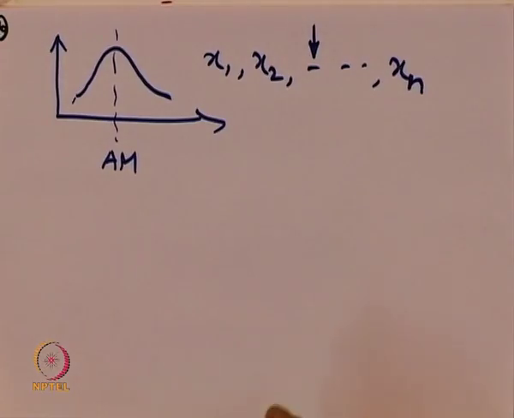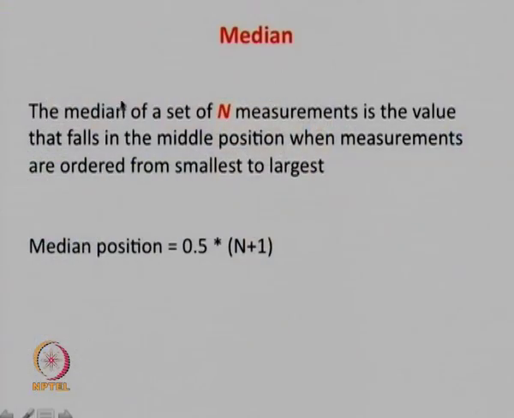So, in some way it would be a very nice alternative to the arithmetic mean, and this particular metric has a name. It is called the median. This is how you define the median. The median of a set of n measurements is the value that falls in the middle position when measurements are ordered from smallest to largest. Whether you order from smallest to largest or largest to smallest does not matter. You basically find the number which is at this position, which is 0.5 times n plus 1.